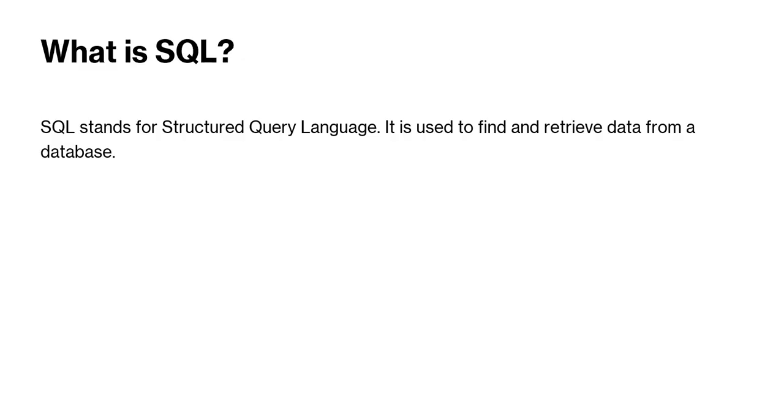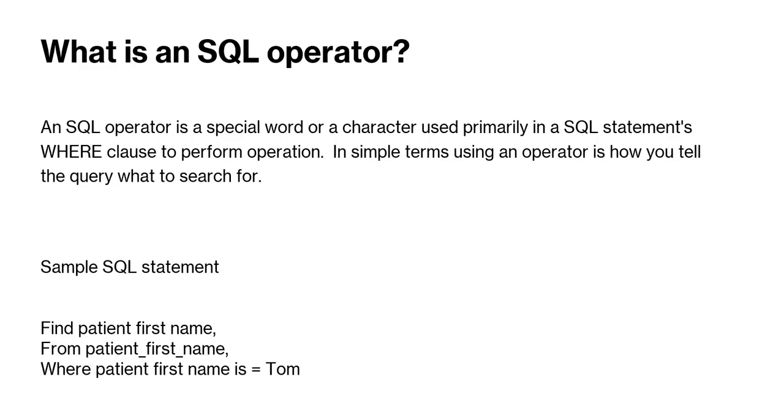So this is how you write queries in this structured language so that the query, like a little program, will go into the database and search and find the things you want it to find and pull out the data you need for your query. What is an SQL operator? An operator, a SQL operator, is a special word or a character used primarily in a SQL statement's where clause to perform the operation. In simple terms, using an operator is how you tell the query what to search for.